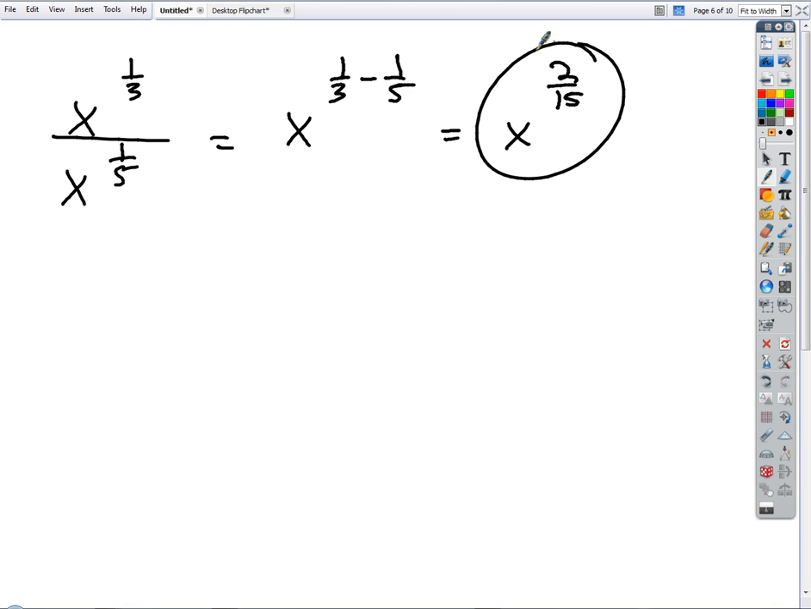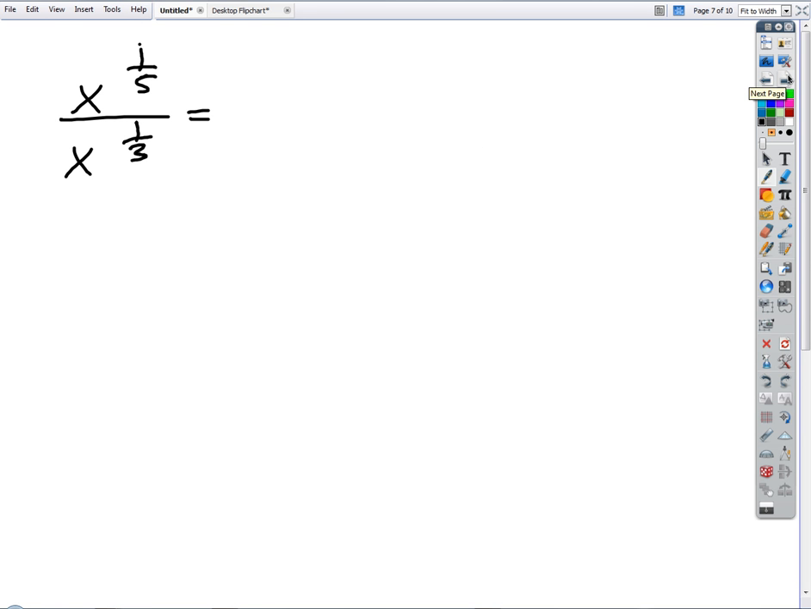Okay, what's a little bit trickier though is if we have a power on the bottom that has a bigger exponent than on the top. Now, what was our rule in chapter 6? Where did we keep the base? On the bottom, right? Everybody agree? So we would write this as 1 over x to the 1/3 minus 1/5. And we just did that. 1/3 minus 1/5 was 2 15ths, wasn't it? 5 15ths minus 3 15ths, right? So that gives us 1 over x to the 2 15ths.